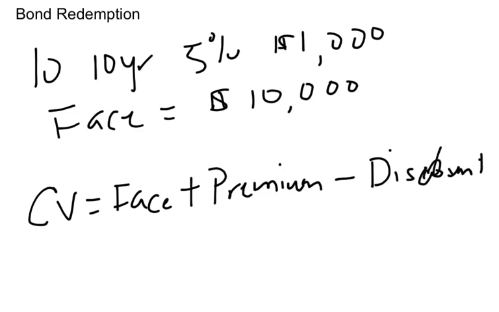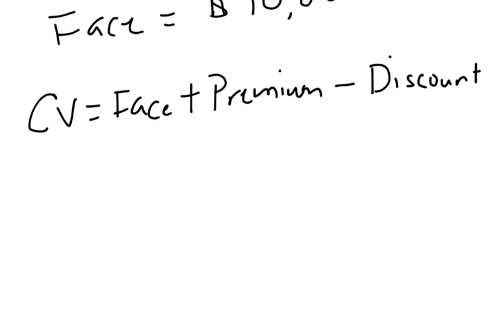Well, if we've held them to maturity, there is no premium or discount left. We've amortized all of it away. So when we get ready to redeem the bonds, the carrying value is the face amount. So for these specific bonds, we would redeem them for the face amount of $10,000.